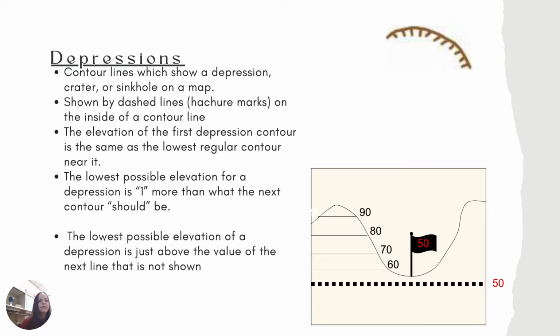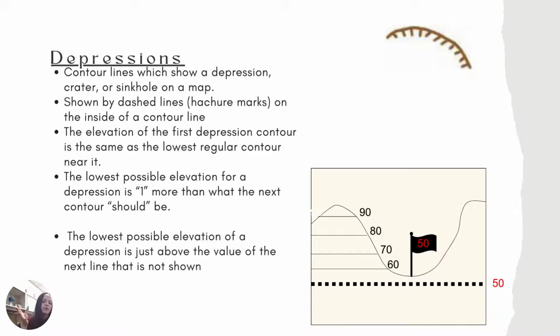Now, opposite that would be depressions. Depressions are low points on a map. They could be a sinkhole, a crater, a saddle, an area where water has eroded. There are lots of reasons why we get depressions, but a lot of the times they are noted by hachure marks. So there's a line and then those hachures.